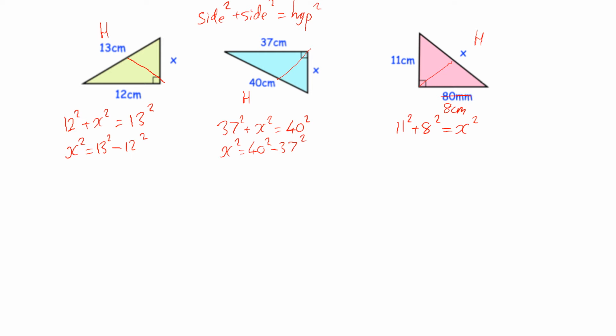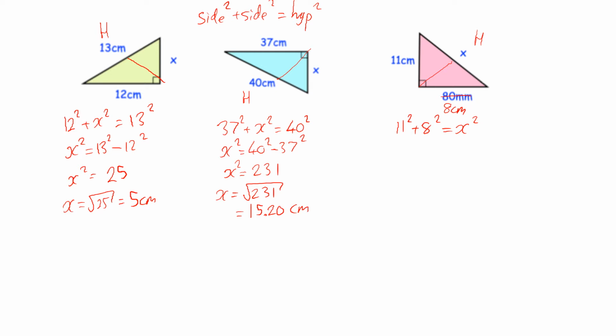From that point, you just do what's in front of you. We'll do 13 squared take away 12 squared, and we'll get that it's 25. And then we can do the same thing we did before and square root that to get that x is 5 centimeters. On the second one, we'll subtract those and get ourselves 231. But remember, again, that's the square. We need to square root it, and that'll tell us 15 point. Let's go to 2 decimal places again. 20 centimeters.